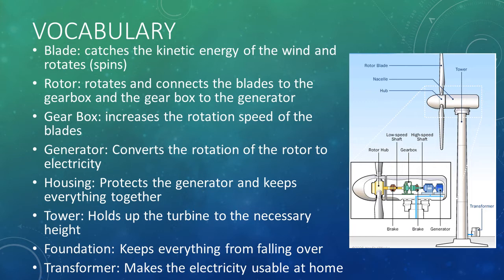The tower holds up the turbine to the necessary height. Wind, as we will see, moves faster as you go higher because it doesn't have as many obstructions like buildings or trees or perhaps hills even. The foundation then keeps everything from falling over. Pretty important. And finally, the transformer.